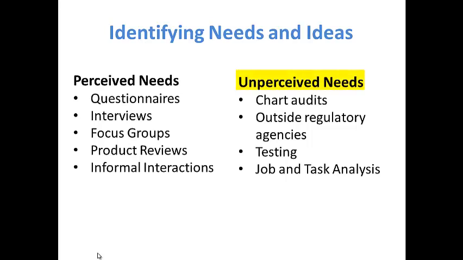Unperceived needs relate more to quality assurance. So when we think of quality assurance, we think of chart audits. We think of regulatory agencies such as the National Registry and state regulatory agencies. We think of testing, such as maybe your agency has annual skill testing that people have to do. A job analysis is looking at the individual jobs within your agency, so different provider levels, and breaking the jobs down into individual tasks. And from those tasks, you can then establish benchmarks that are measurable, which again goes back to that quality assurance, and then you can build continuous quality improvement programs off of that.